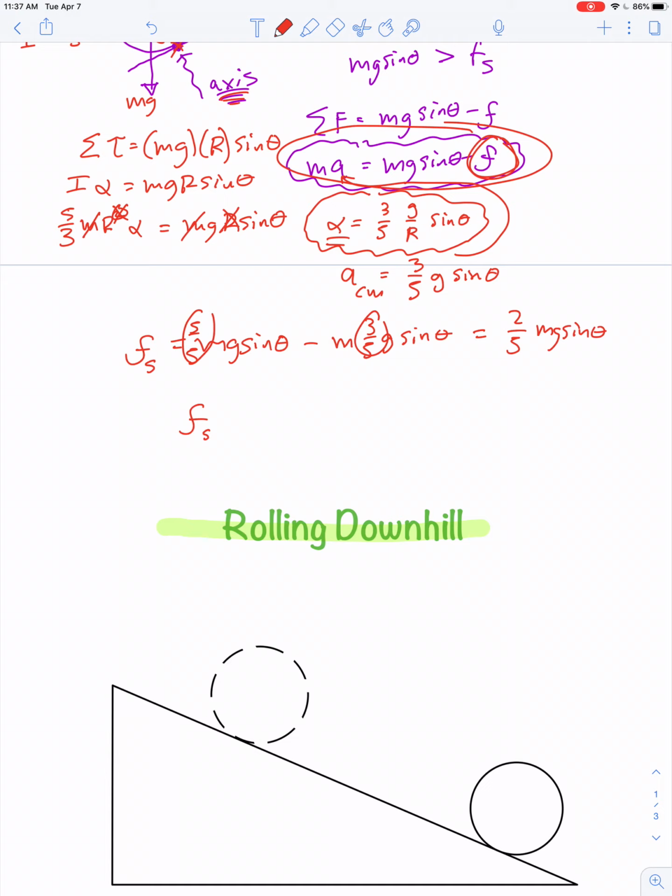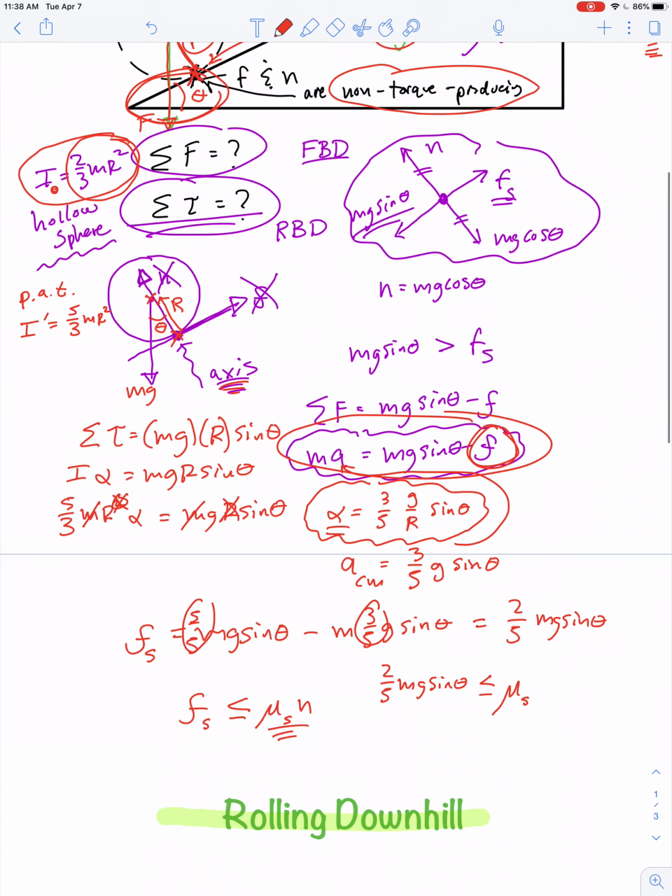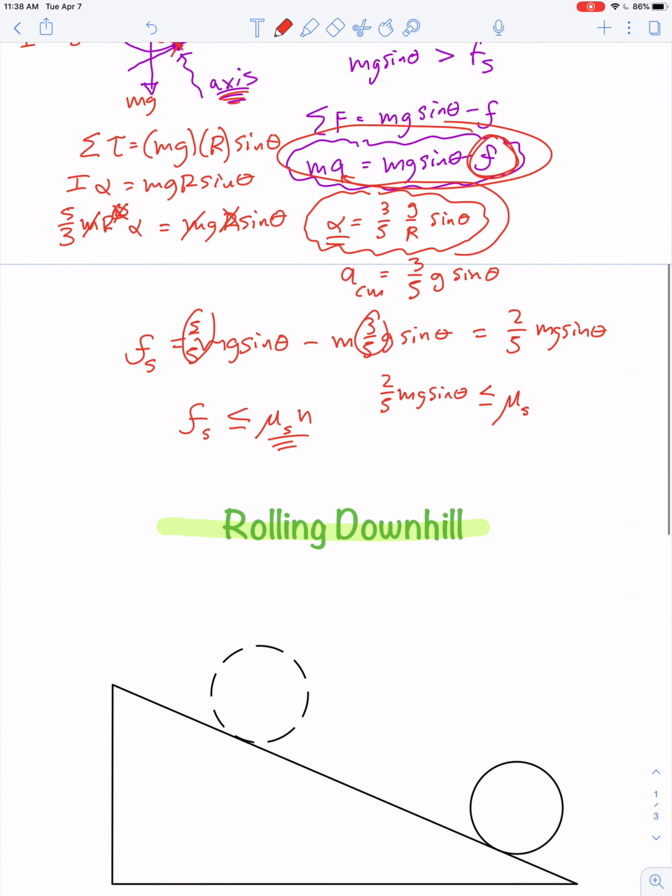The force of static friction is always less than or equal to the coefficient of static friction multiplied by the normal force. It's not a strict equality. Force of static friction, it ranges from 0 up to some maximum value, the maximum value given by the product of mu and n. So in other words, 2/5 mg sine theta must be less than or equal to mu static times the normal force. Now wait a minute, what's the normal force? The normal force is mg cosine theta.